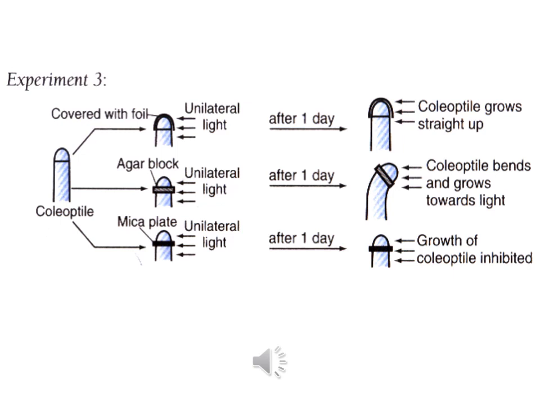Okay, in this experiment we put different types of things that cover the coleoptile. First, covered with foil. Second, separated by agar block. Third, separated by mica plate. Okay, we give the unilateral light. After 1 day, for the coleoptile covered with foil, the coleoptile grows straight up. For the agar block, the coleoptile bends towards the light, and for the mica plate, the growth of the coleoptile is inhibited.